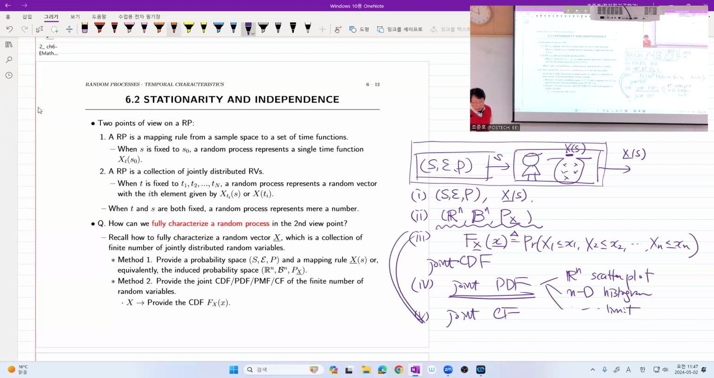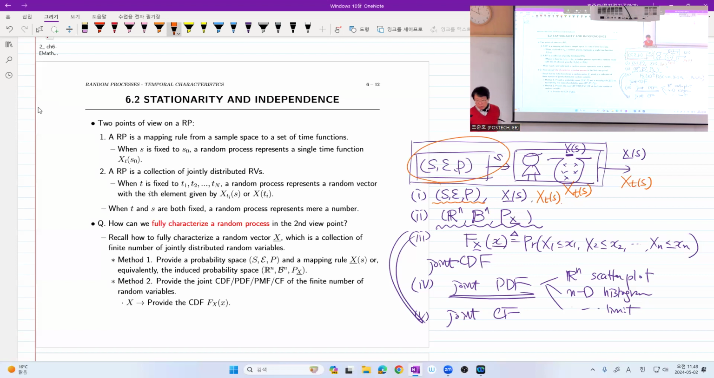So let me try to change. So this part is the same. The difference is that you now have signals, right? The output will be some sample paths. So you still keep that part and change this to that mapping rule. So actually, the random process can be fully characterized by specifying the probability space and this quite complicated two-parameter mapping rule, right? So for each S, for each T, you assign, for example, a real number.